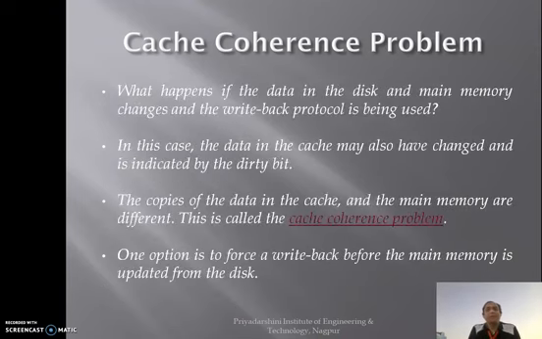What happens if the data in the disk and the main memory change and the write back protocol is being used? In this case, the data in the cache may also have changed and is indicated by the dirty bit. The copies of the data in the cache and the main memory are different. This is called the cache coherence problem. One option is to force a write back before the main memory is updated from the disk.